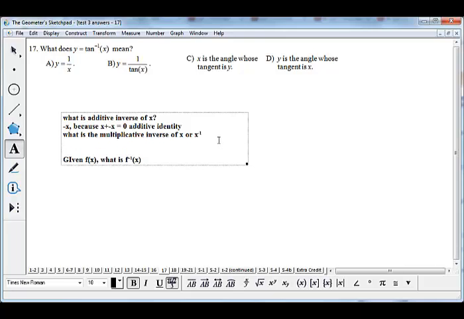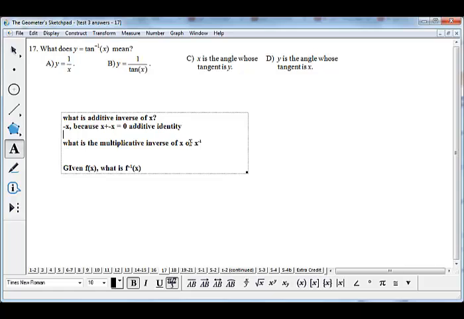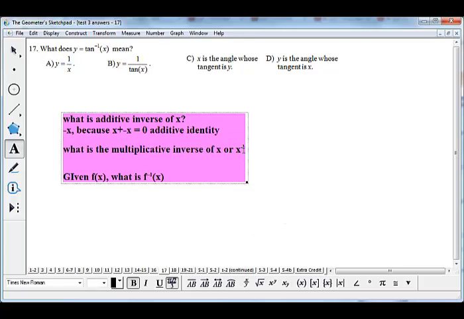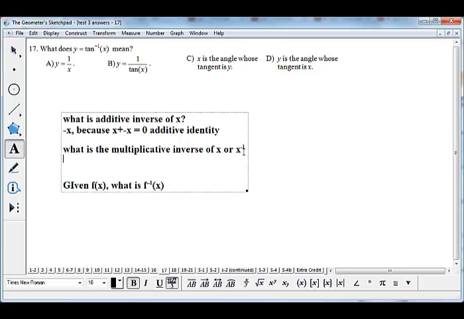The next question is, what is the multiplicative inverse of x? This is denoted as x inverse, like that. Notice that it's somewhat of a misnomer. In general, what we're saying is it is 1 over x. And the reason is because x times 1 over x is equal to 1, which is the multiplicative identity.